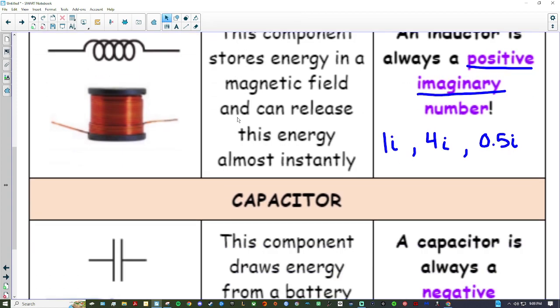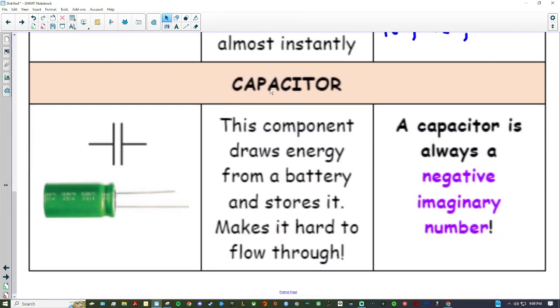The last major component is called a capacitor. A capacitor has these two bars. This is what the capacitor looks like in real life. This component draws energy from a battery and stores it, and it makes electrons slow down and makes it difficult for them to flow through.